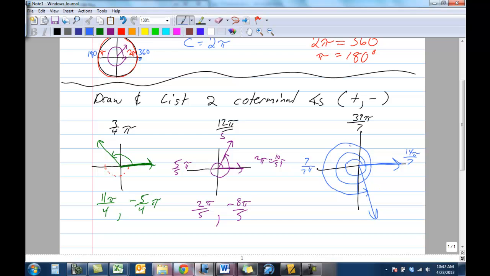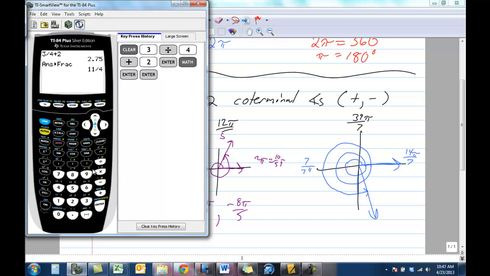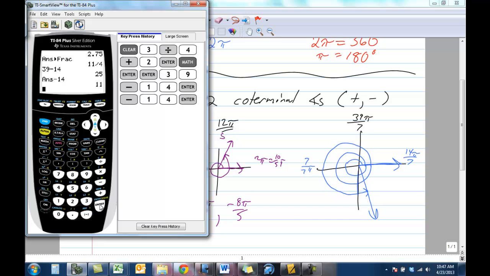All right, so coterminals. Now here's the thing: we had to go twice around, so we're going to subtract 2 pi again. So 39 pi sevenths. I need my calculator. 39 minus 14. That's 1 time around, right? 14 pi sevenths. 25 pi sevenths. I'm going to subtract it again. Minus 14. 11 pi sevenths.